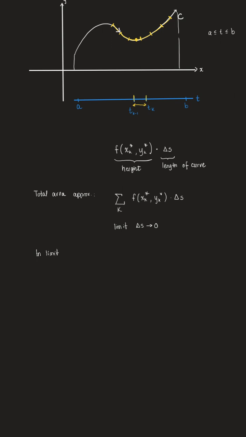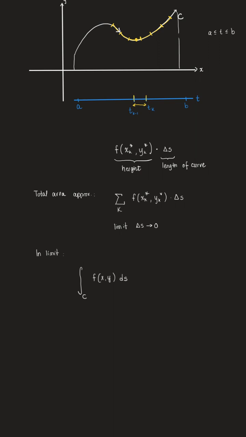And so in the limit, the actual area of that curtain, or the value of our line integral, will be the integral over the curve C of f of x y, which gives us the height of each panel, right? So f of x y lies on the surface, times our little arc length differential as delta s gets arbitrarily small.